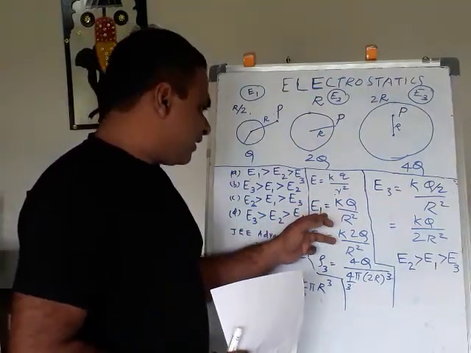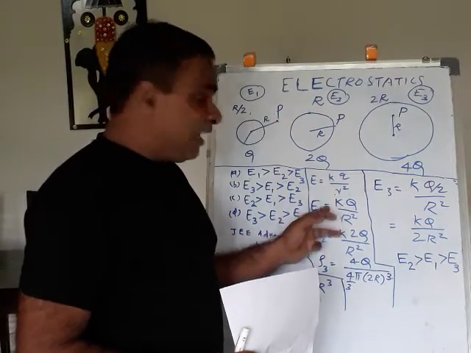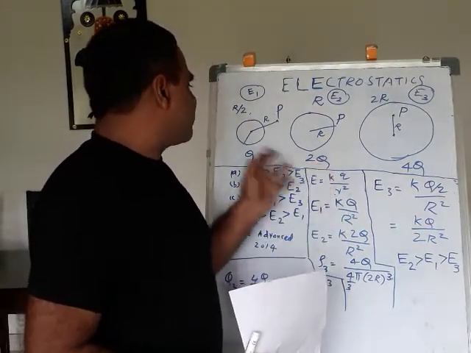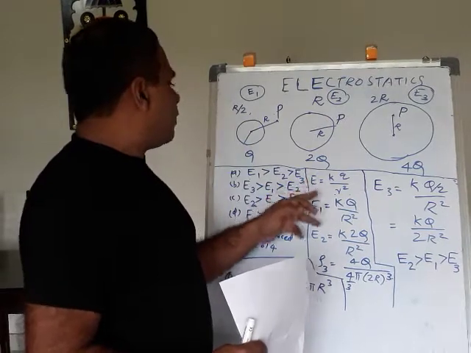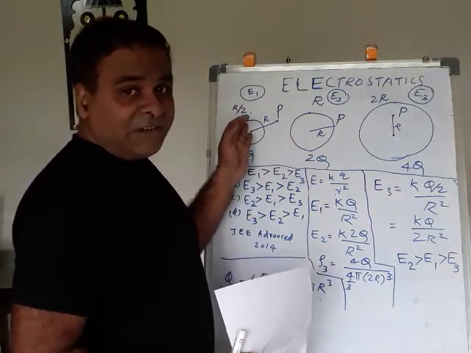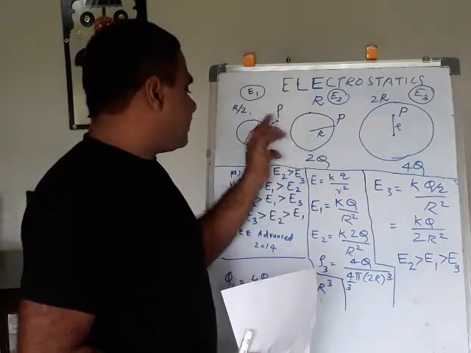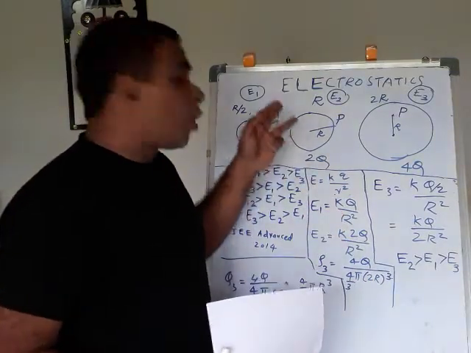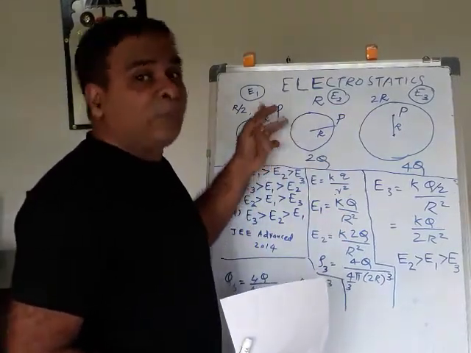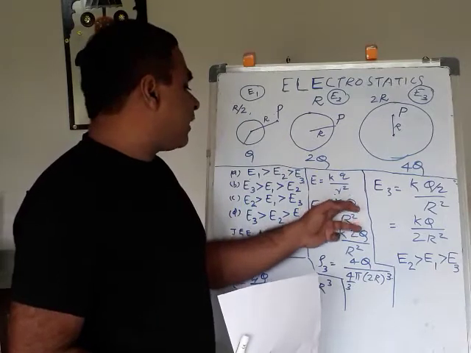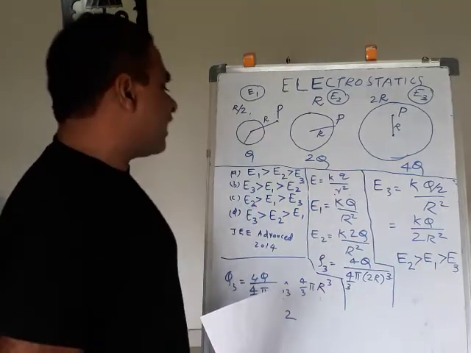So for the first sphere, the intensity of electric field E1 is equal to, no difference, the charge is Q and the point P. We won't take the radius. Here the point P is at a distance R. So we are talking about the intensity of electric field at P only. So it is KQ by R square. That is E1.